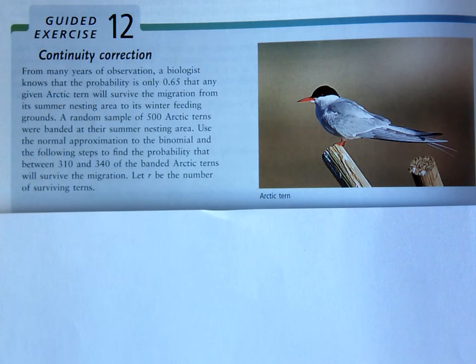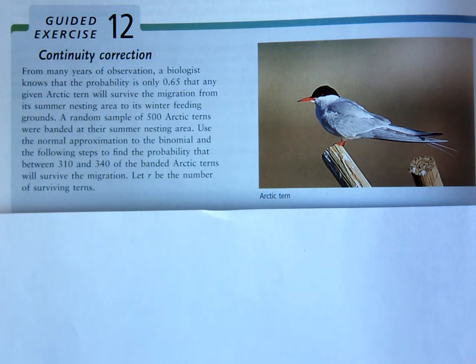Okay, in this video we will do an example of approximating binomial probability by the normal curve. There you have the problem in question. You can pause this and read the problem. In case you're wondering what an arctic tern is, there's a picture.